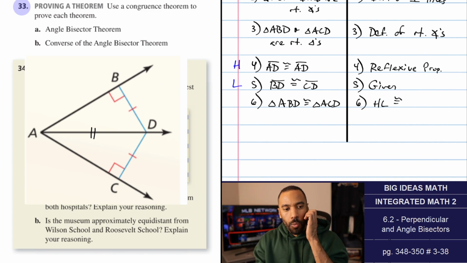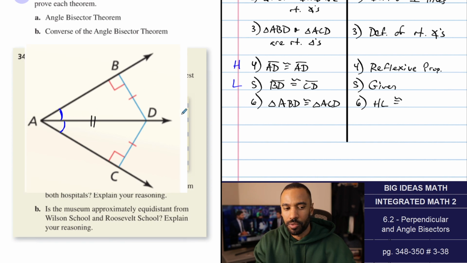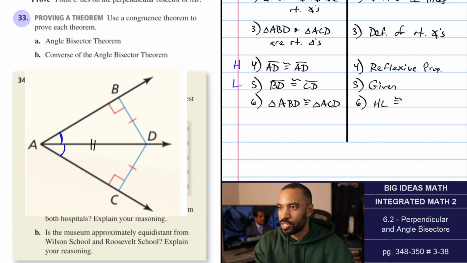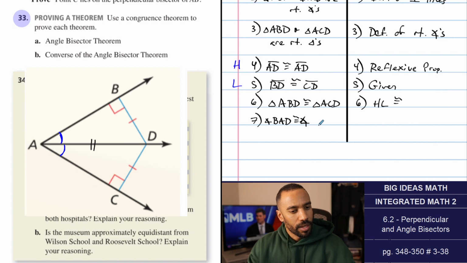Triangle congruence theorem. We're going to prove that this thing's an angle bisector. So statement 7 is going to be the angles here are congruent. They're corresponding angles in congruent triangles. We're going to use CPCTC for that. So for 7, we get to say angle BAD is congruent to angle CAD by CPCTC.